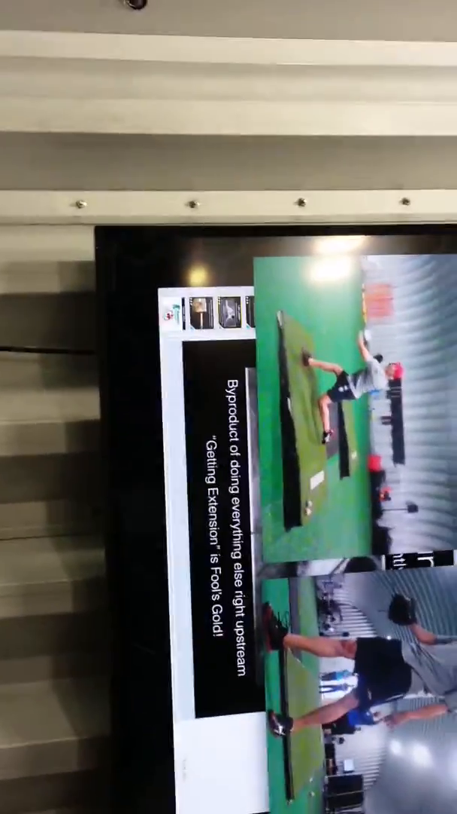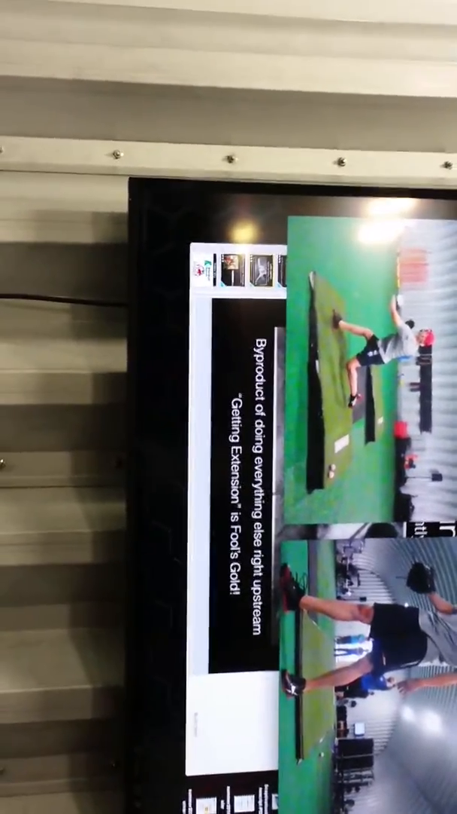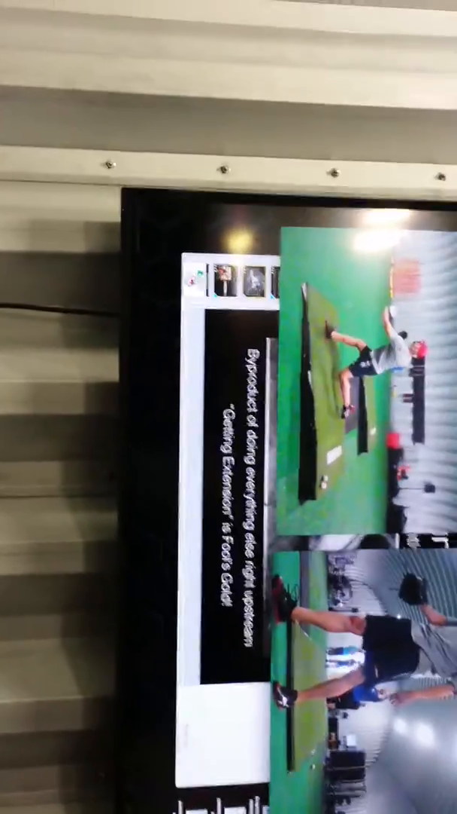Make sure that we stabilize with the foam roller, not at L5, all the way down at L5. Do you have any pain? Feel a little bit.